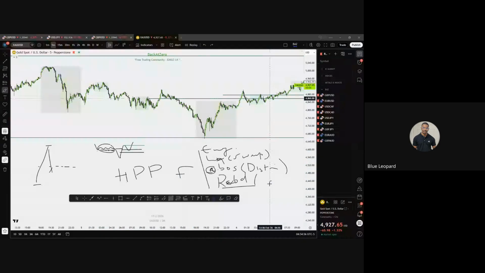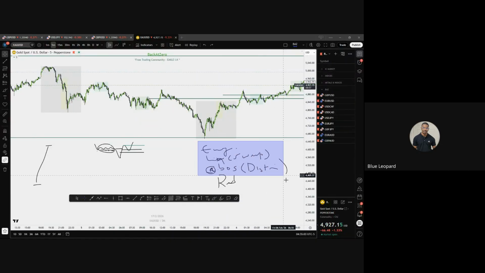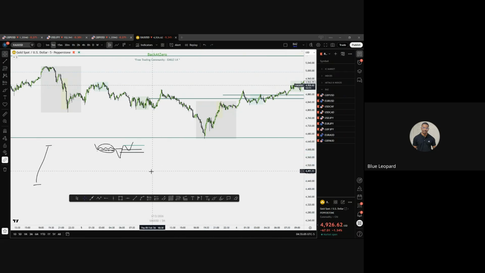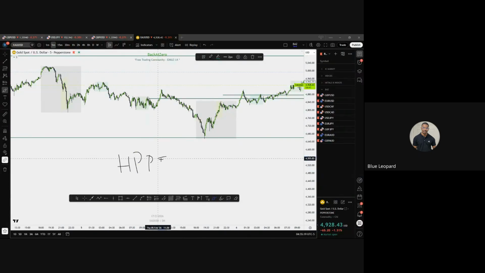I'm not going to show you any other entry model. I don't want to confuse you. I just want you to keep this one in your heads and you can use it to enter. Whenever you see a key level on the daily or H4 react, go on a lower time frame and find yourself an HPPS. When you have the HPPS, you have a correct entry, because this is a thing that will happen in different stages.